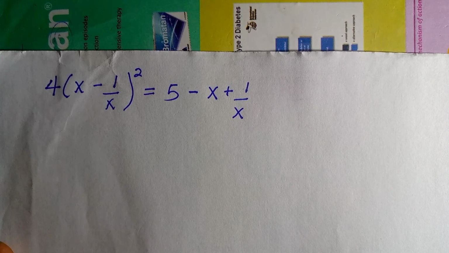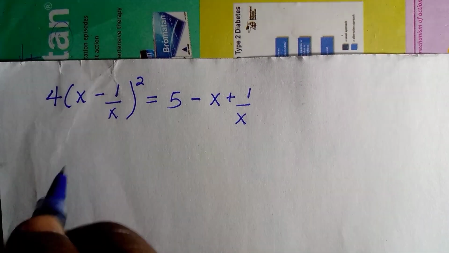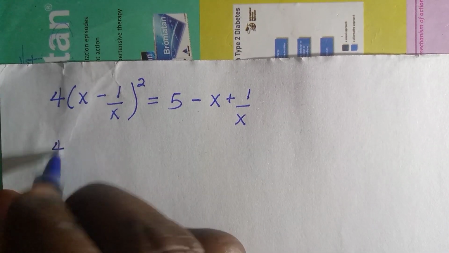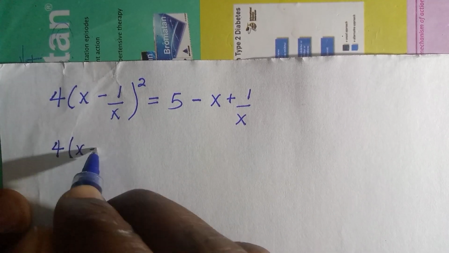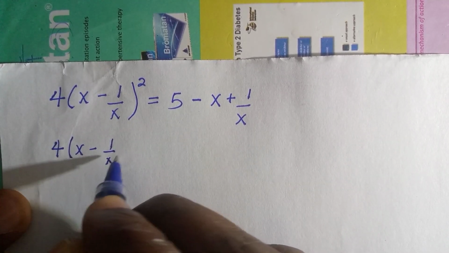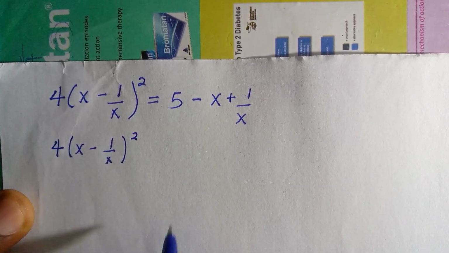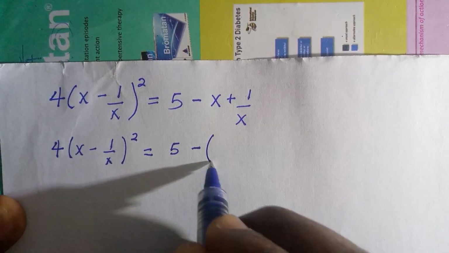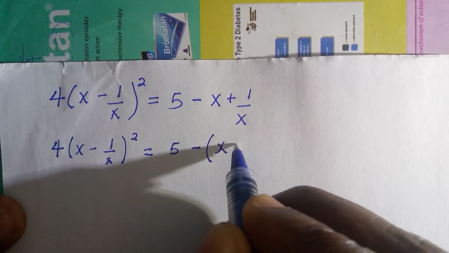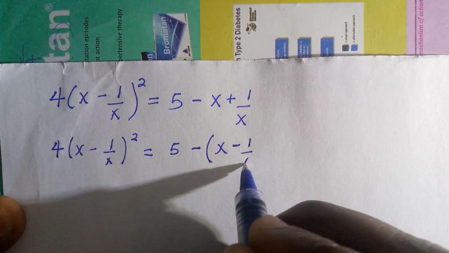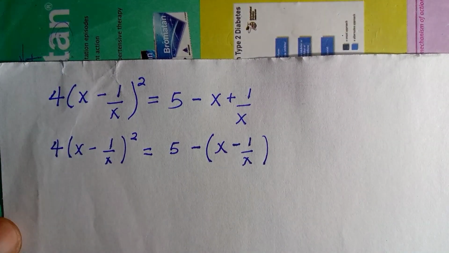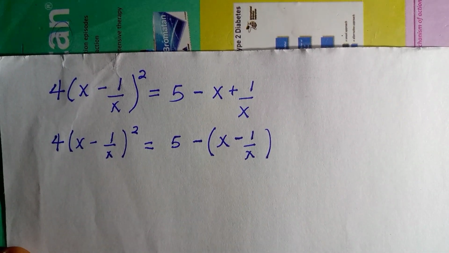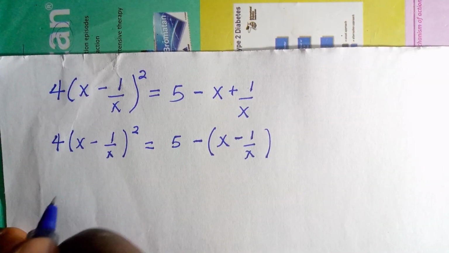To start with, if you have 4 times (x minus 1 divided by x) all squared equals 5 minus (x minus 1 divided by x), and if you open the bracket, we get the above. So we are going to do the collection of the like terms.